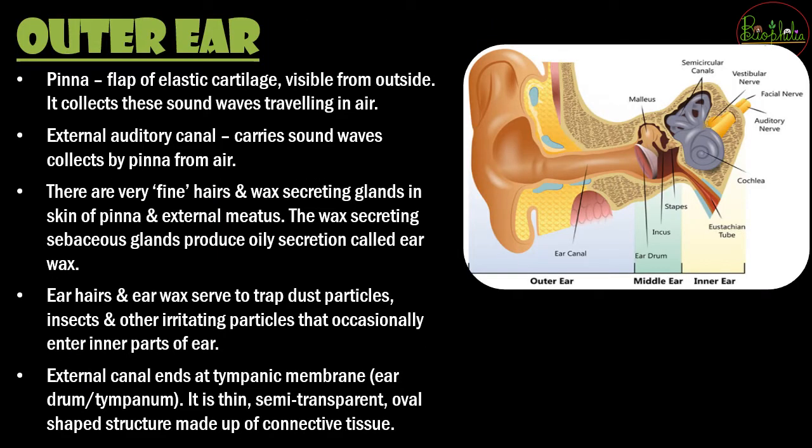So the first we see is the outer ear. The outer ear has two things. The first is the pinna and the second is the external auditory canal, or you can say external auditory meatus. First we see the pinna, which is the outer ear or the external ear that you can see. It is a flap of elastic cartilage which is visible from outside.